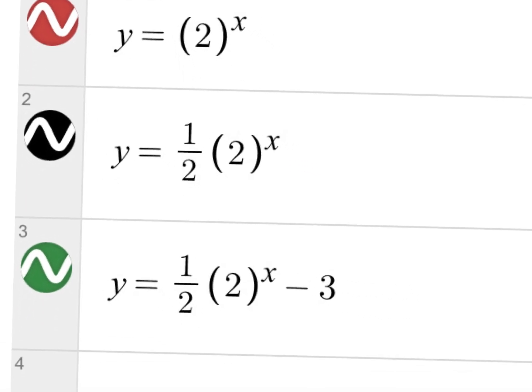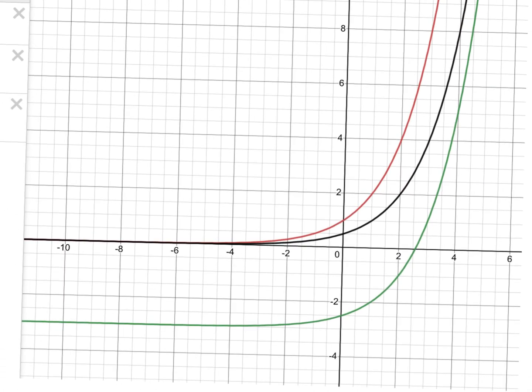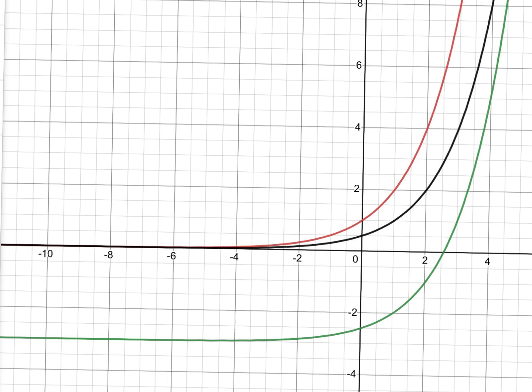So let's compare these three functions. The first one is the original, the red one, y equals 2 to the x. And we know that that crosses right here at the coordinate 0, 1. Okay? And then we put a 1/2 in front. And what that caused is it caused this red graph to get smashed by a factor of 1/2. So where it used to be at 1, now it crosses at 1/2. So that would be right there, 0, 1/2. Okay?